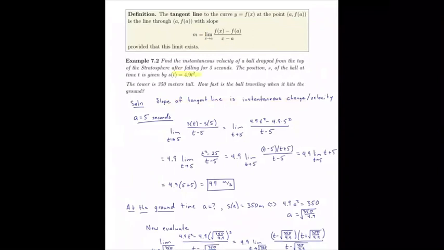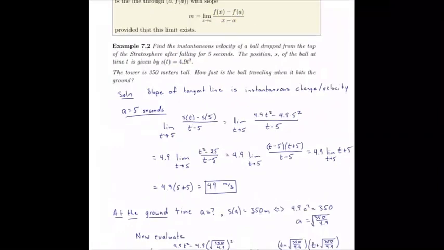Remember our position function is s of t equals 4.9 t squared. This example is a little different from our formula. t is now our independent variable, so it's playing the role of x. So I'm going to rewrite this formula, but with s of t instead of s of x. I'm looking for my instantaneous rate of change when a equals 5, at the time 5 seconds. So I'm going to take the limit as t approaches 5. This is where we're sliding our independent variable t, just like x, towards the value a, in this case 5. s of t minus s of 5 over t minus 5.